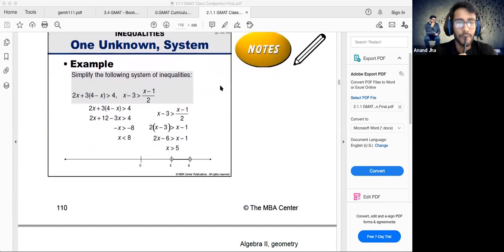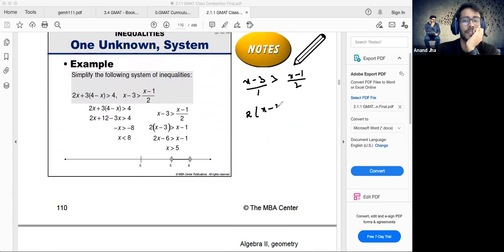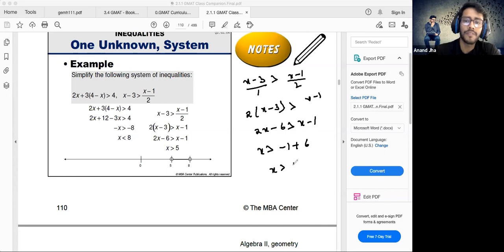Simple equation. What about this? First one we can try. Let's say I'm doing the second one, for example. If nothing is given, that means in the denominator it is 1. Just cross multiply. 2 into x minus 3 greater than x minus 1. So 2x minus 6 greater than x minus 1. Take x this side. So x greater than minus 1 plus 6. So x greater than 5.